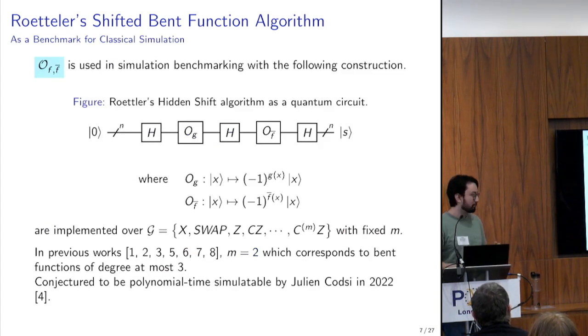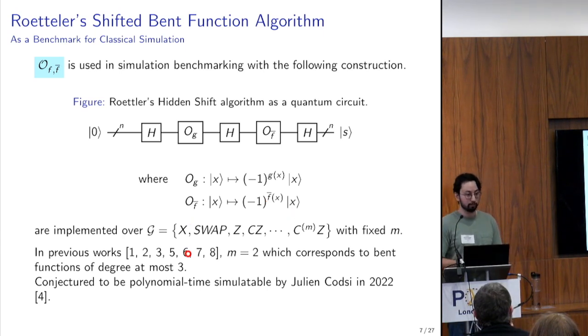So the red oracle is not actually that important for this talk, so we're going to talk about the blue oracle here. This has been used in simulation benchmarking with this circuit, where the oracles are actually implemented over this particular gate set. It doesn't really matter the specifics about this gate set, but the important thing is that the number of controls here on the Zs are fixed by some fixed m. So here, these oracles would compute the g, which is the shifted function in the dual, into the phase.